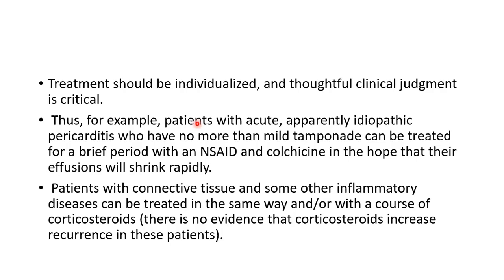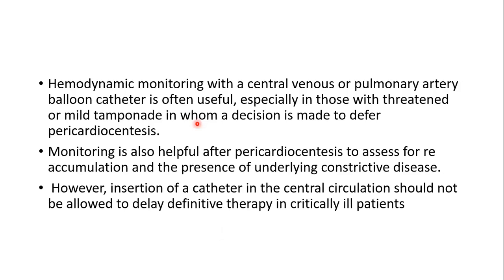Patients with apparent idiopathic pericarditis who have no more than mild tamponade can be treated with a brief period of NSAID and colchicine, hoping that the effusion will shrink rapidly. Patients with connective tissue disease and other inflammatory diseases can be treated in the same way or with a course of steroids, though there's no evidence that corticosteroids increase recurrence in these patients.